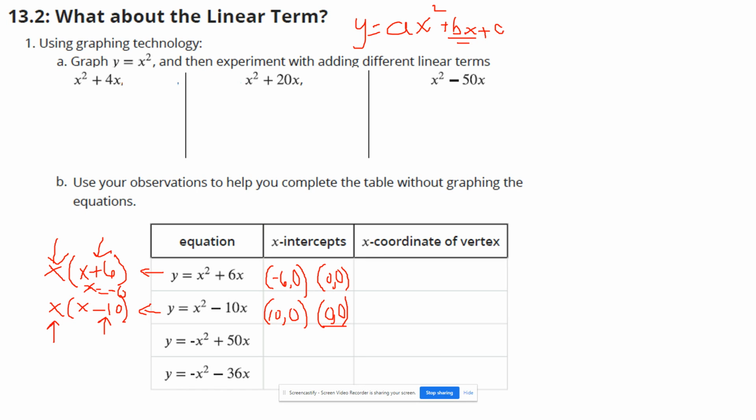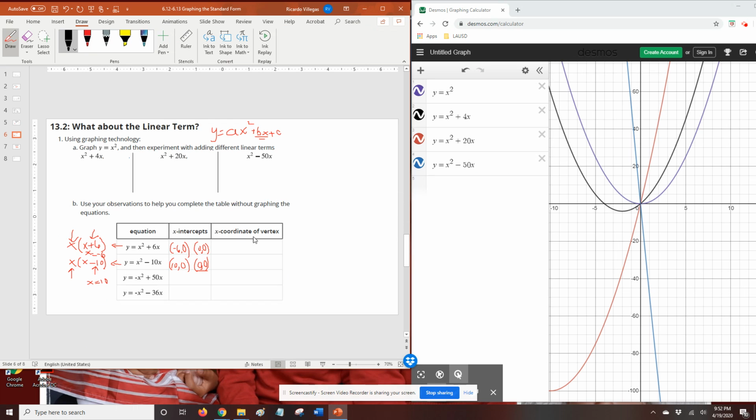x-intercepts. Okay, so now that I went over those two, now let's talk about the x coordinate of the vertex. So I'm only going to focus on the first two just because of time.